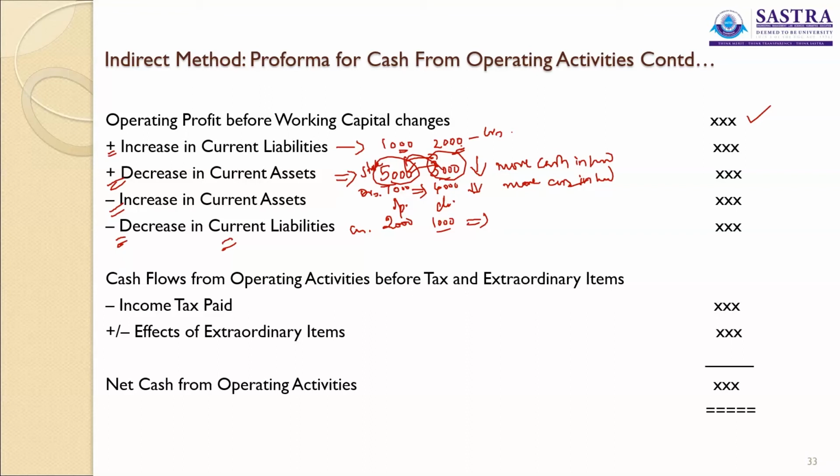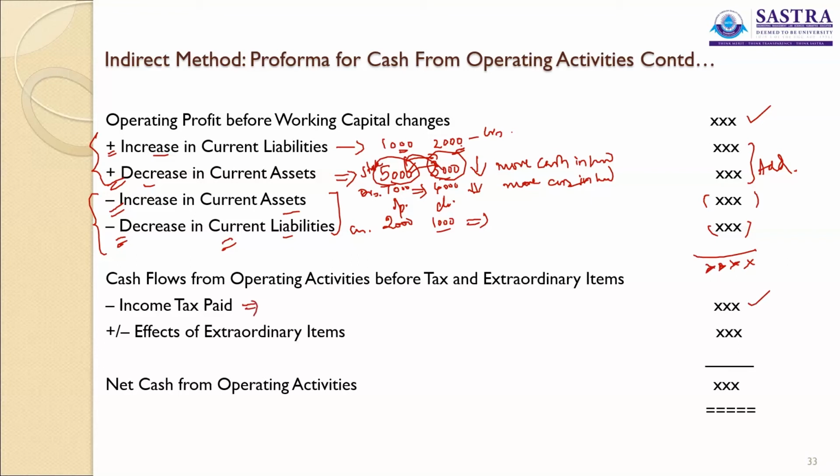So always decrease in current assets and increase in current liabilities are to be added. And the opposite effect should be reduced or deducted, taken as less items. That means decrease in current liability and increase in current assets means you will have less cash. It should be taken as less item. These two are less items, and these two are to be taken as add items. And from out of the balance, after doing this adjustment, less income tax paid.